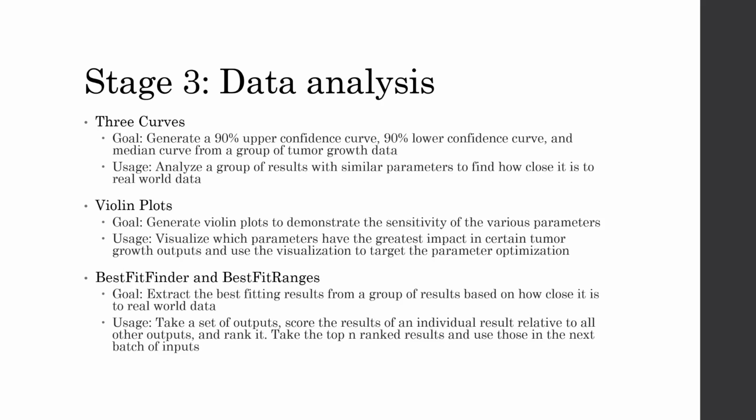In the data analysis stage, we process those files with three main programs. The first one is 3 curves, which generates a 90% upper confidence curve, a 90% lower confidence curve, and a mean curve from a group of tumor growth data. What this lets us do is analyze a batch of files and see how close that whole group is to real-world data. And this lets us see if we're getting closer to the real-world data and fitting our parameters, because the search space is so large. It helps to have that visualization.